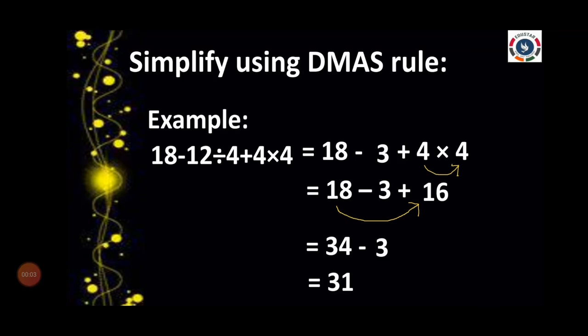After multiplication, we want to add the values. So you take the plus value here, 18. Before that, no symbol is given, but you have to imagine it, that is plus 18. So plus 18, then plus 16. You have to add these two values. So 18 plus 16, how much? 34. Then the remaining we have minus 3, as it is. Then you subtract these two values. 34 minus 3, 31. So this is the DMAS rule. First we divide, then multiplication, then addition, then subtraction.